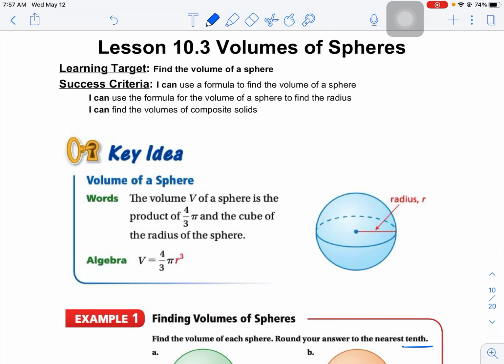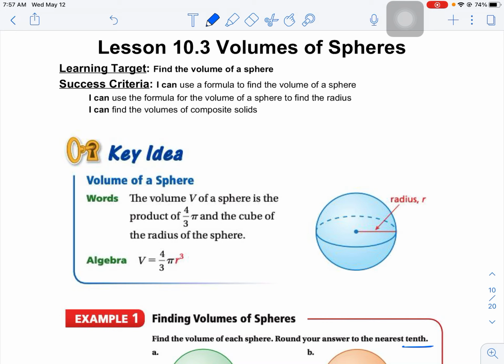Alright guys, today we are going to be learning lesson 10.3, which is volume of spheres. So our learning target today is to find the volume of a sphere. Okay, success criteria. I can use a formula to find volume of a sphere. I can use the formula for volume of a sphere to find the radius. And I can find the volumes of composite solids. That's when you have multiple different solids.